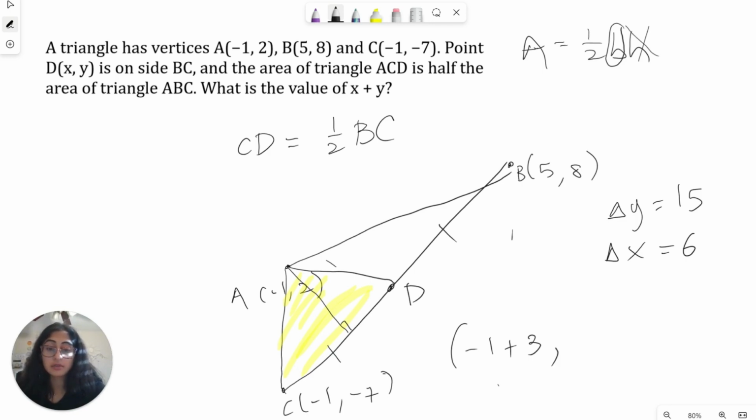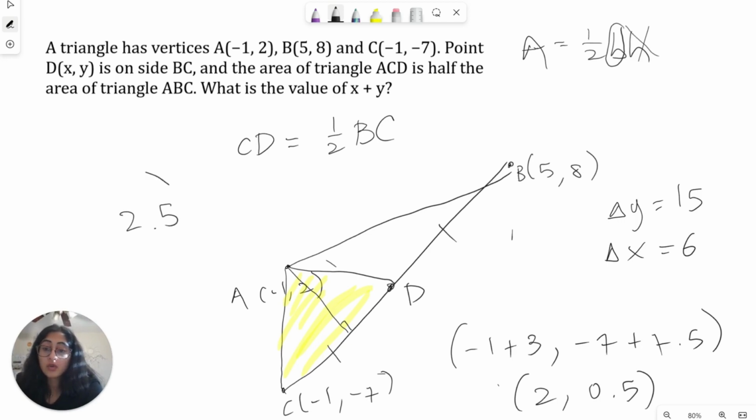And then from -7 to 8, it's going to be half of 15, so that's 7.5. So -7 plus 7.5. And our coordinate of D is going to be (2, 0.5). That's our midpoint right here, and this point would make CD equal to half of BC. And so we're going to add x plus y, and we get 2.5, or 5/2.